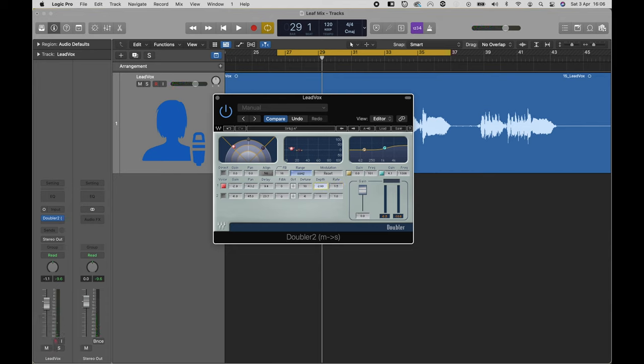But usually you don't need to have the modulation turned on. You can just set this to 0.